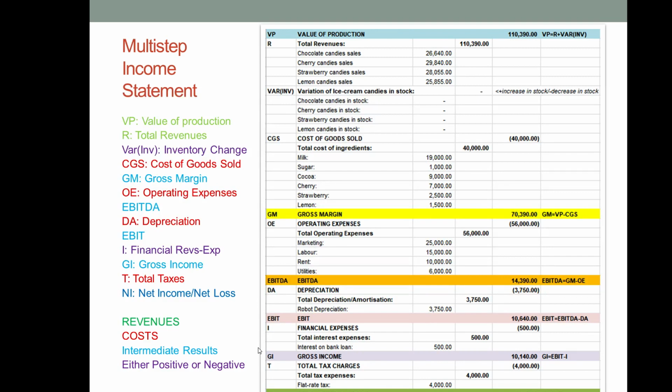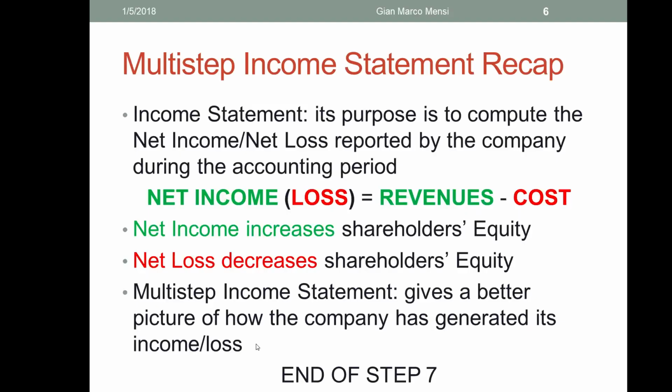Please take your time to analyze the flow of the accounts. So, the most important thing to know is that net income is given by total revenues minus costs. If it's positive, it increases shareholders' equity. If it's negative, it decreases shareholders' equity.